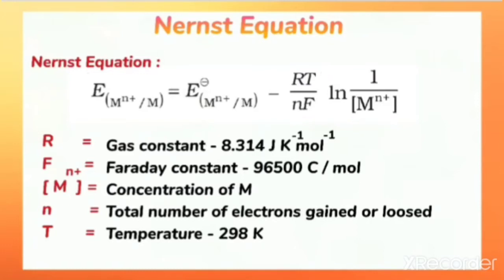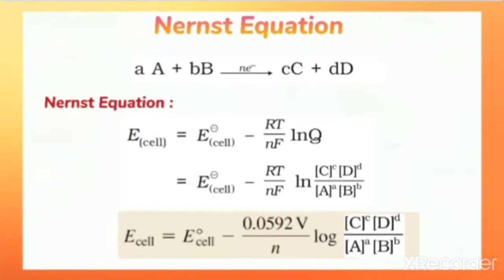So for a general equation, if we write it this way, aA plus bB giving rise to cC plus dD. Here small a is the stoichiometric coefficient of the reactant A, small b is the stoichiometric coefficient of the reactant B, similarly small c is the stoichiometric coefficient of the product C, and small d is the stoichiometric coefficient of the product D. The stoichiometric coefficient is very important for writing the Nernst equation.